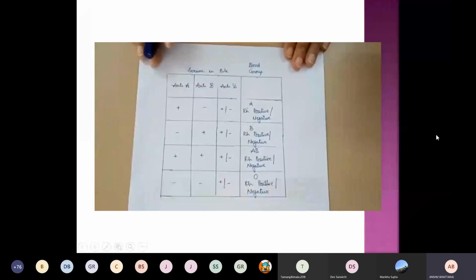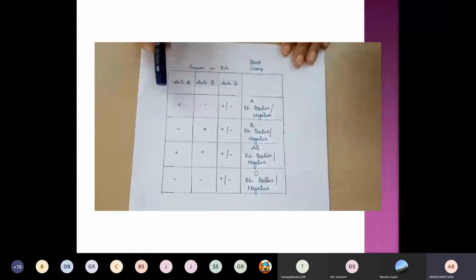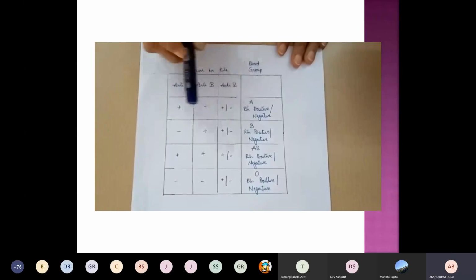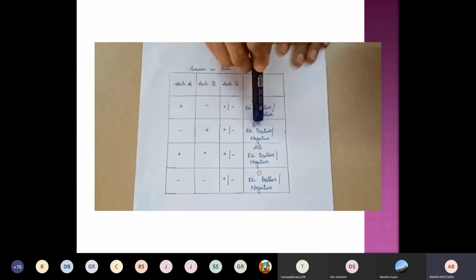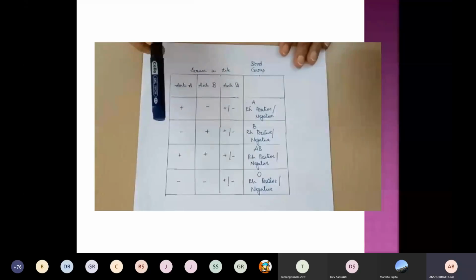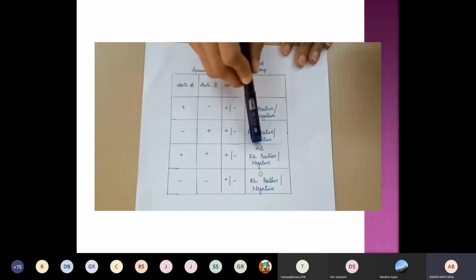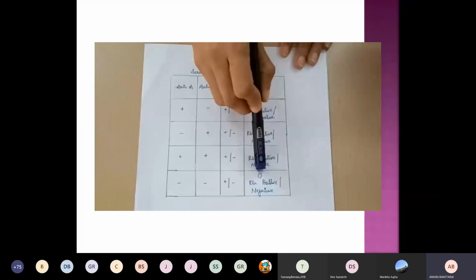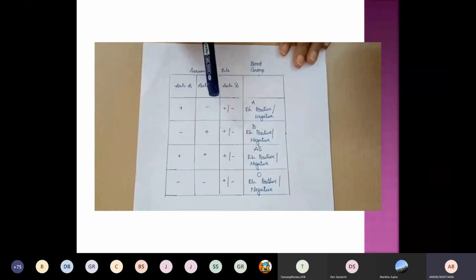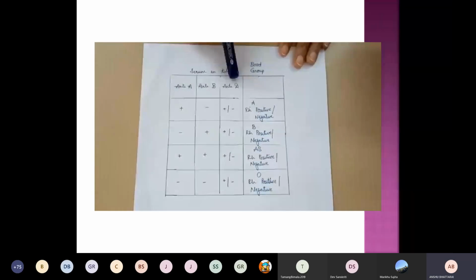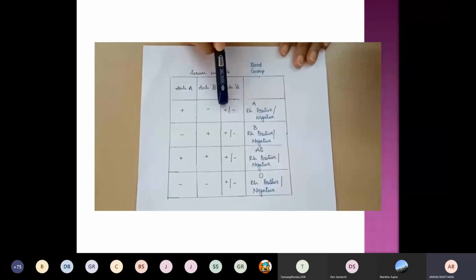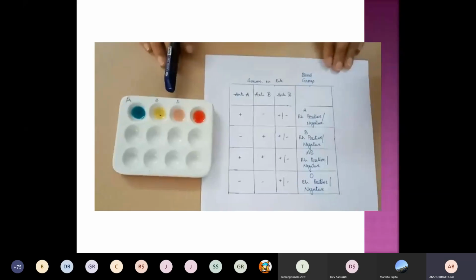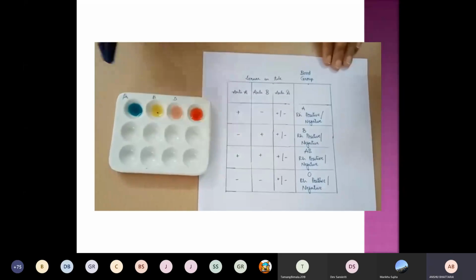Observation: if agglutination is found in the well containing anti-A, the group is A. If it is in anti-B, the group is B. If agglutination is found in both, the group will be AB. If no agglutination is seen in either, it is O group. If agglutination is seen in the well with anti-D, the person is Rh positive, and if not seen, the person is Rh negative. In our practical, we get agglutination in B.